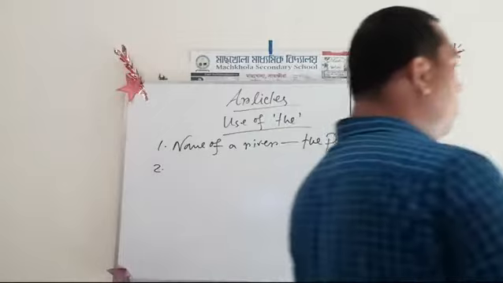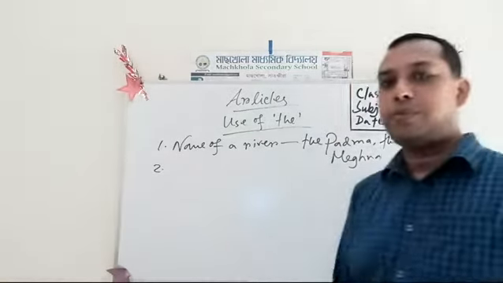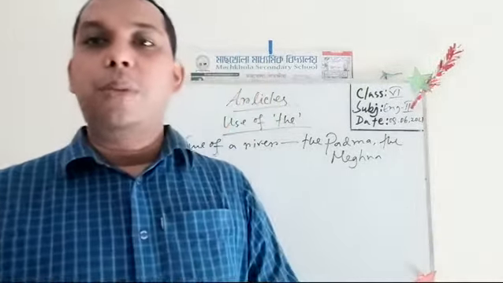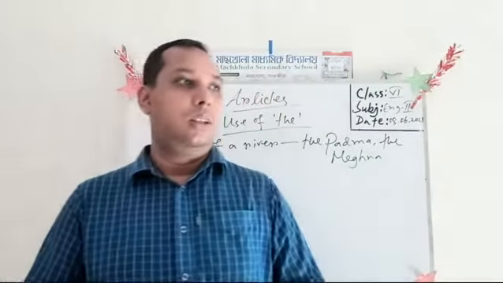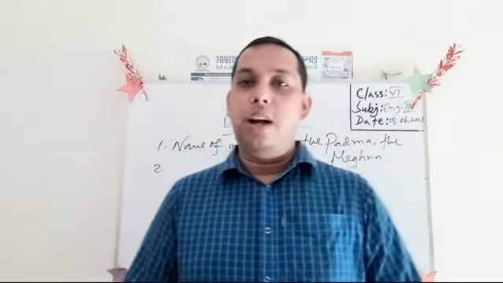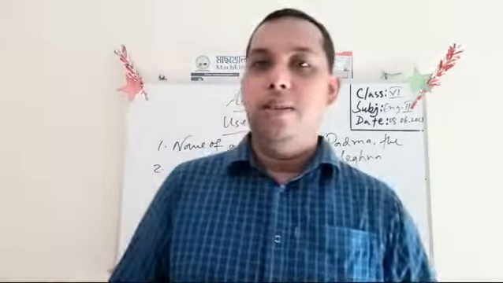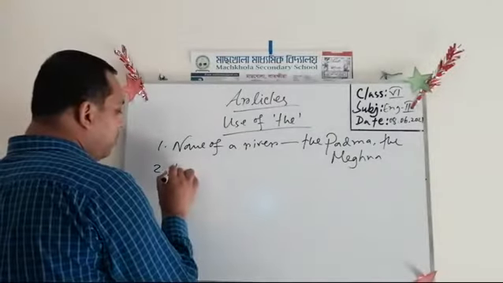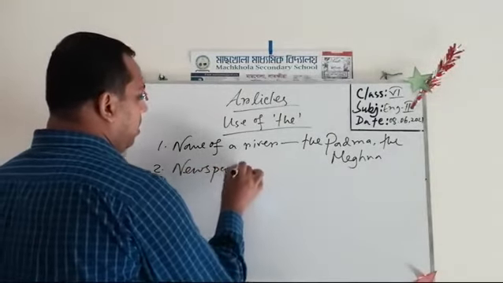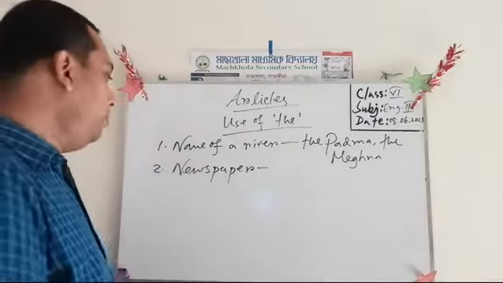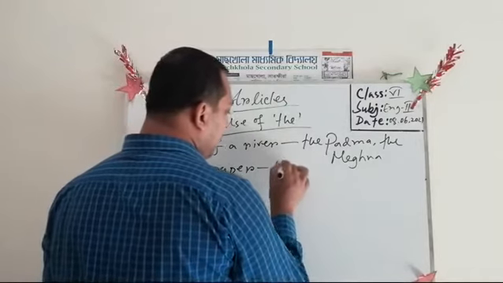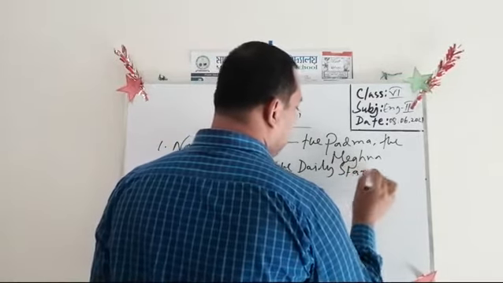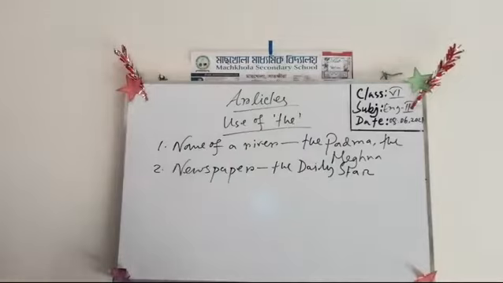So let me ask you another question. Can you tell me the Prothomalo, the Jugantar, the Daily Star, the New Age, the Independent, what are they? So they are the names of, can you guess? Yes, name of newspaper. So name of newspaper takes the, okay, the Daily Star, the Prothomalo.